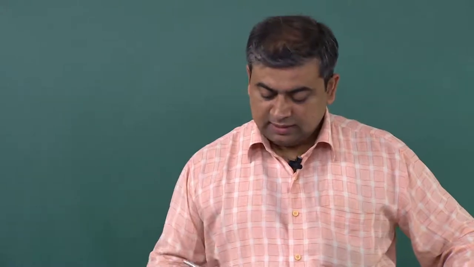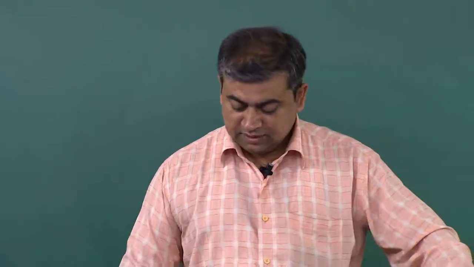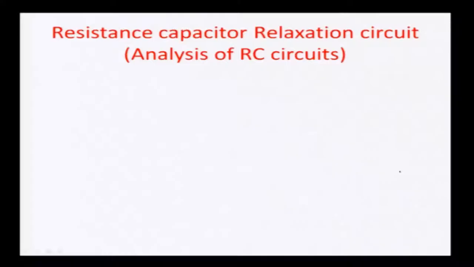So as we know, VC(t) is already defined, so we can find ID again, which we initially defined as VC(t) by RS, the resistance of the discharging circuit. In this case, we can write this down simplistically as VC0 by RS e to the power of minus t by RS C.